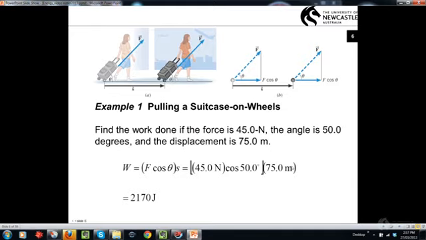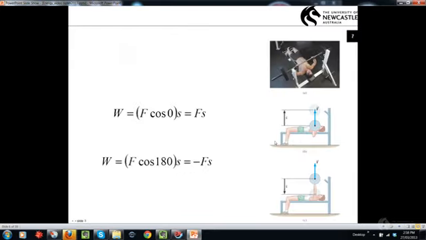So first of all, the force is 45 newtons, the angle with the horizontal is 45 degrees, and the displacement is 75 meters. We're clearly in an airport. So we can substitute those values in straight off. The force is 45 newtons, the angle is 45 degrees, and the displacement is 75 meters. So 2,170 joules of work have been done by the person on the bag in moving it a distance of 75 meters.